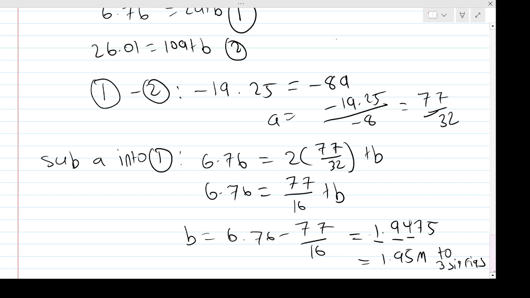And then I need to do the same for A, because A is 77 over 32, which is 2.40625. And for three significant figures, that'd be 2.41 meters to three sig figs, because the six will round the 0 up to a 1.